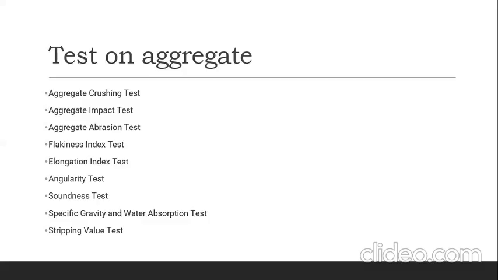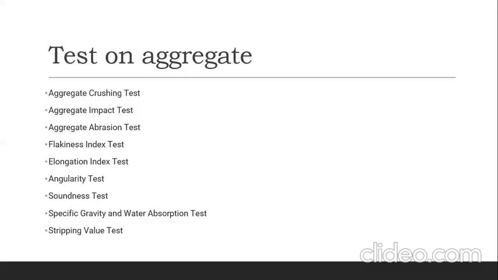In the case of flakiness and elongation, we have rulers and scales to find how much portion of the aggregate is elongated or flaky. Then angularity test is also available. And soundness test is also available. Soundness test is how inert the aggregate is in nature, and specific gravity represents the density of aggregates. Specific gravity and density represent the natural property of aggregates, and water absorption represents how much water is absorbed by the aggregates.